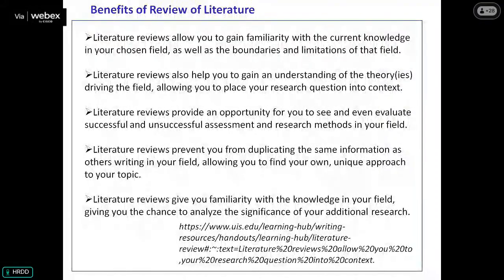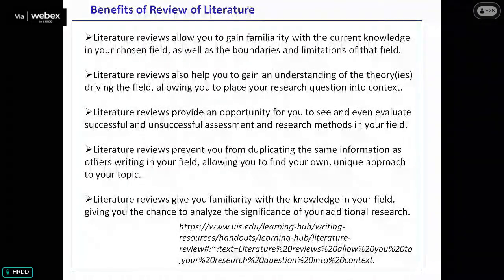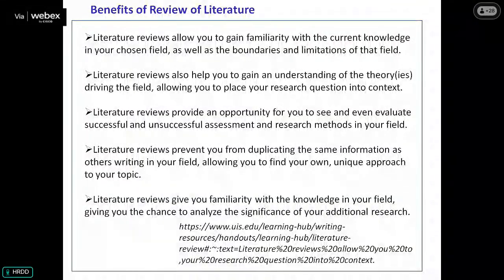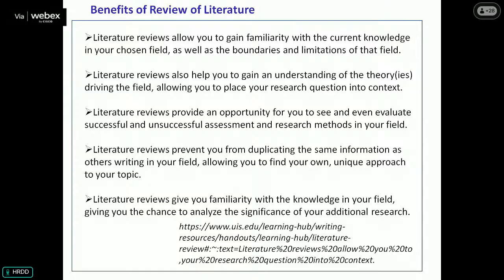Literature review provides an opportunity for you to see and even evaluate successful and unsuccessful assessment and research methods in your field. So you do a literature review, say you study 10 papers. You study a review, and out of that you take the references from the review and go and study the 10 papers you refer to. Which one is more successful, which one is less successful, you can better judge.